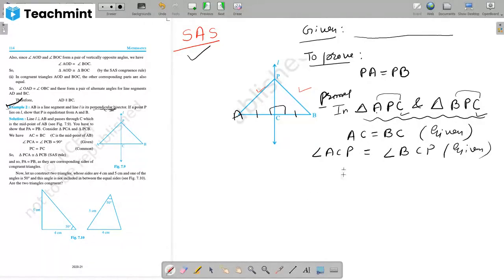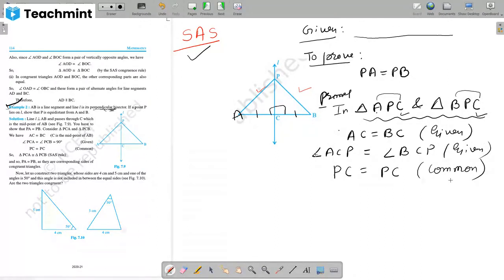Now we need one more thing, because in this criteria, side angle side, we need another pair of equal sides. Any two corresponding sides of the triangle? Yes, ma'am, PC is equal to PC, common. Very good. So here we'll write PC equals to PC because it's a common side. Every time you have to mention the reason why they are equal.